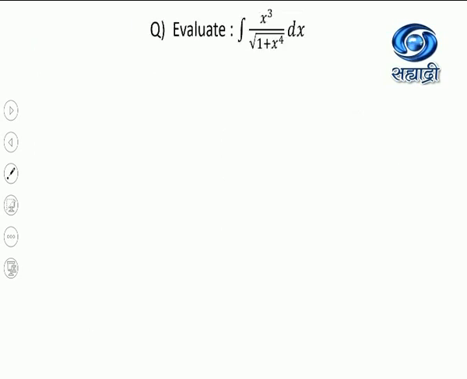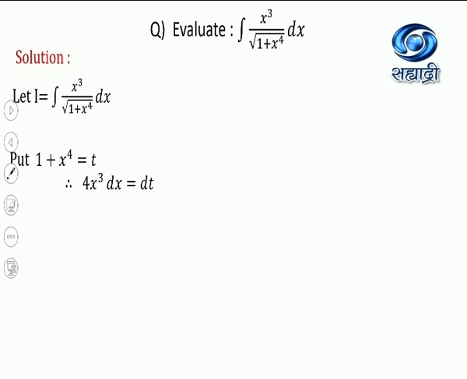Next problem. Evaluate integration x cube upon root 1 plus x raised to 4 dx. Now, note over here, by looking at the problem, we understand that the derivative of x raised to 4 is 4x cube. So, x cube is already given in the question. So, it is better that we substitute 1 plus x raised to 4. So, considering the given question as I, put 1 plus x raised to 4 equal to t. Now, derivative is 4x cube dx equal to dt. Therefore, x cube dx is equal to dt by 4.